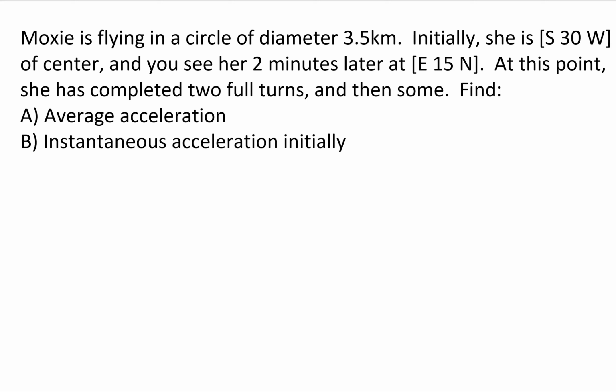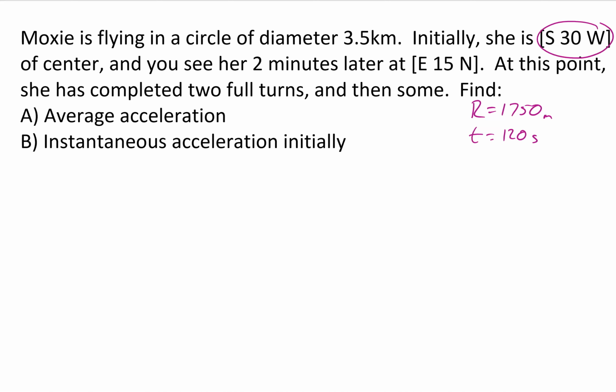So let's take a look here at this question and see what we know. Moxie is flying in a circle of diameter 3.5 kilometers. First thing I'm going to notice is they gave me diameter, not radius. So I'm going to write down radius, and I know it's going to be 1750 meters. Now, initially, we have an angle, and then you see 2 minutes later, another angle. So I'll write down time to be 120 seconds.